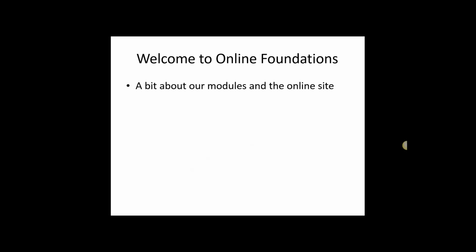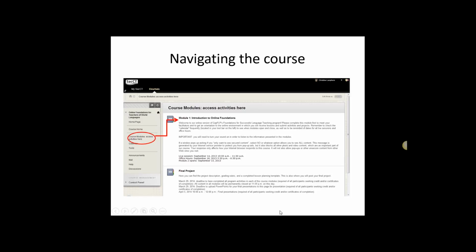So let's talk a little bit about our modules. You've probably already viewed our introductory videos, and a lot of them have spent some time showing you how to maneuver around, but I just want to make sure that everybody is clear on that. Once you're in the course, so you've logged into SACCT and you click on the course, then you're going to see something that looks like this, and you can access the modules from 2 different places. If you click on Course Home, or if you click on Course Modules, Access Activities here, and then you'll see the modules, so you click on Module 1, etc.